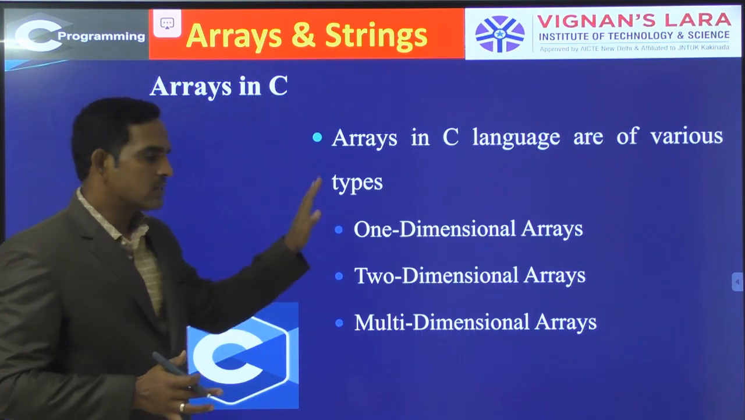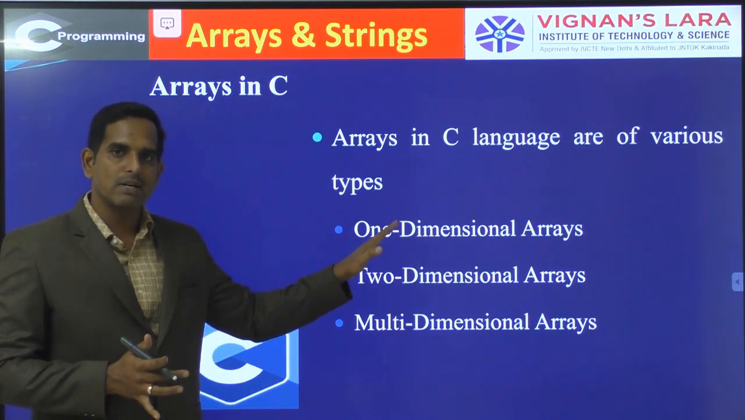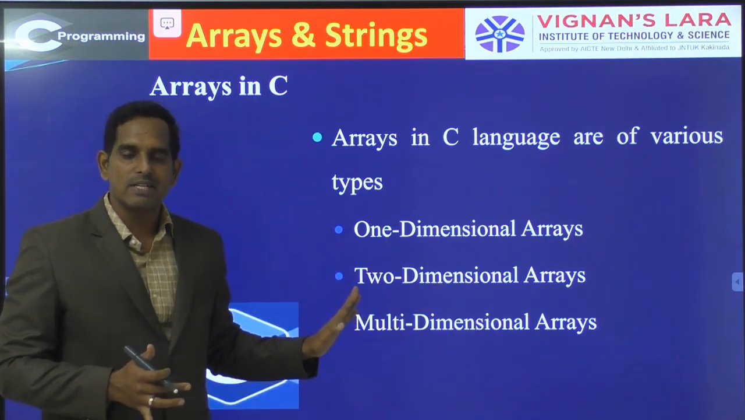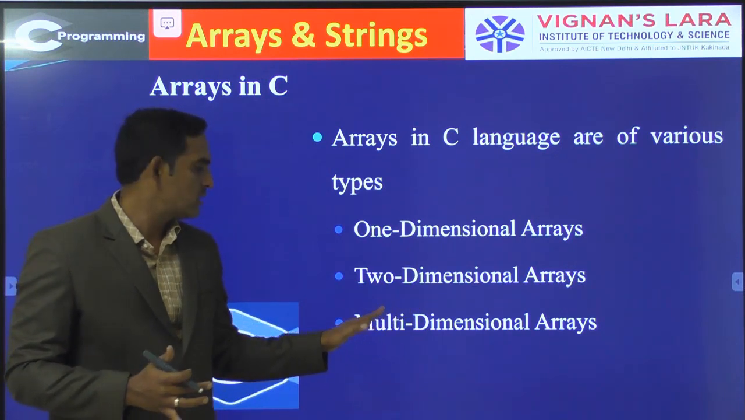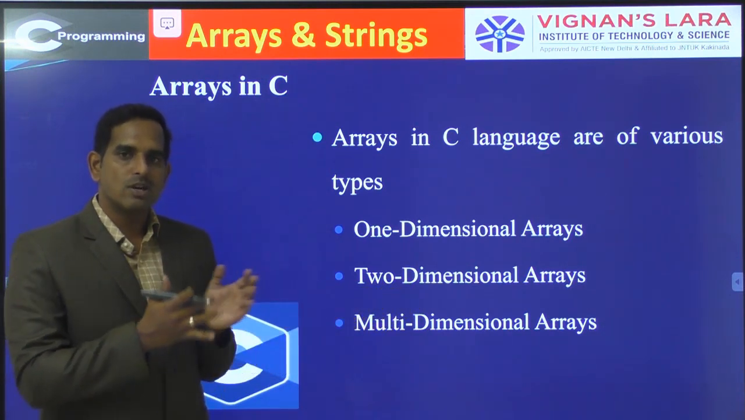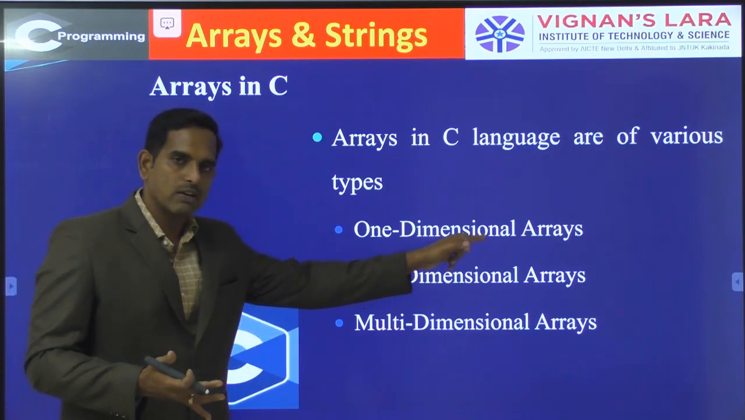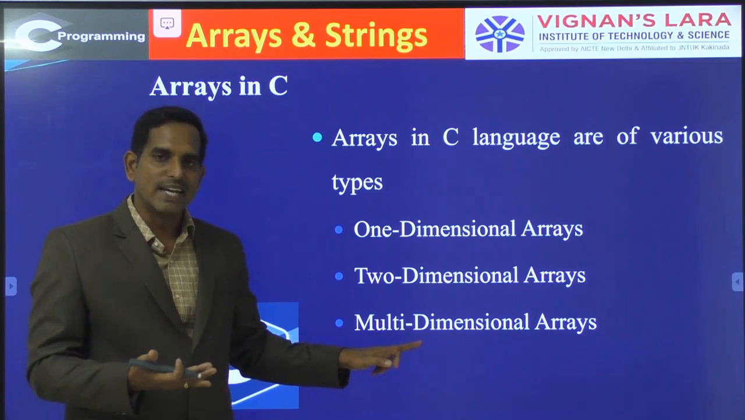So in C, arrays come in different types: we have one-dimensional arrays and, more generally, multi-dimensional arrays. As a part of multi-dimensional arrays we have two-dimensional arrays. Based upon the number of subscripts in your arrays, you will have one-dimensional, two-dimensional, or three, four and so on, multi-dimensional arrays.